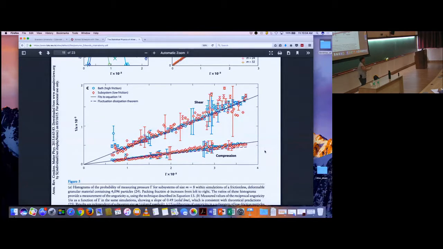So no one so far has looked at all of the components of phi and their distributions, or the trace and the determinant, which are the two invariants. No one has done that. People have only looked at the trace. But they looked at two kinds of protocols. One was shearing.